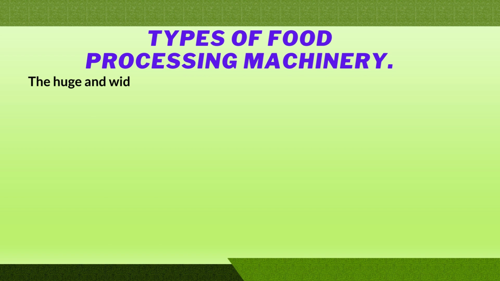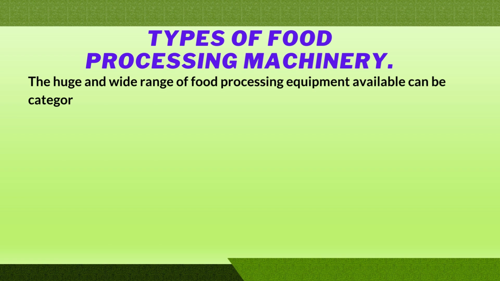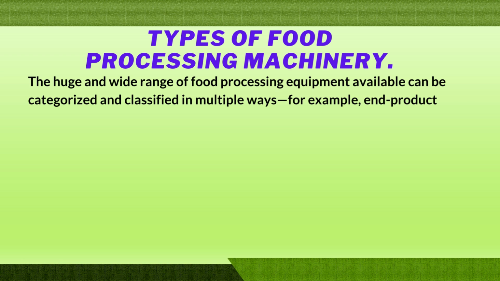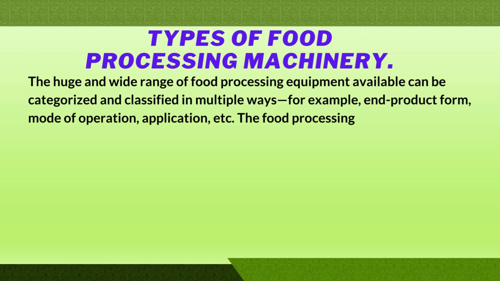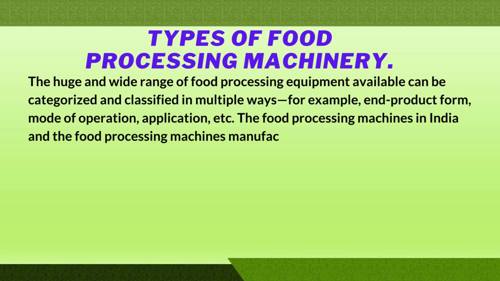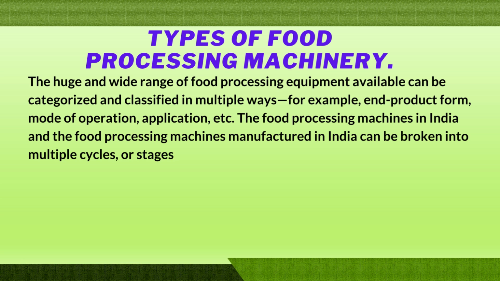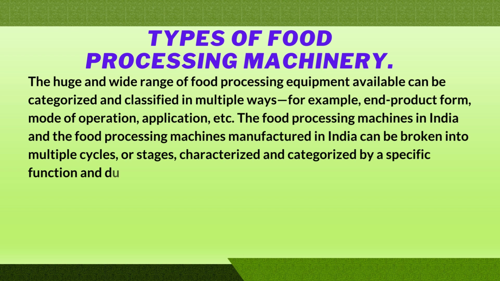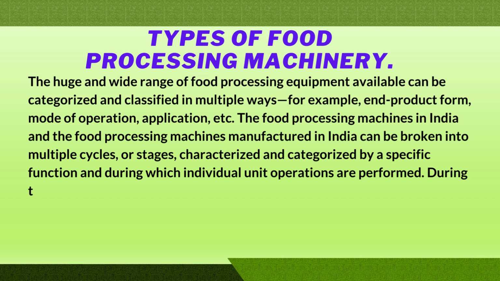Types of food processing machinery. The huge and wide range of food processing equipment available can be categorized and classified in multiple ways, for example, end product form, mode of operation, application, etc. The food processing machines in India and the food processing machines manufactured in India can be broken into multiple cycles or stages, characterized and categorized by a specific function and during which individual unit operations are performed.